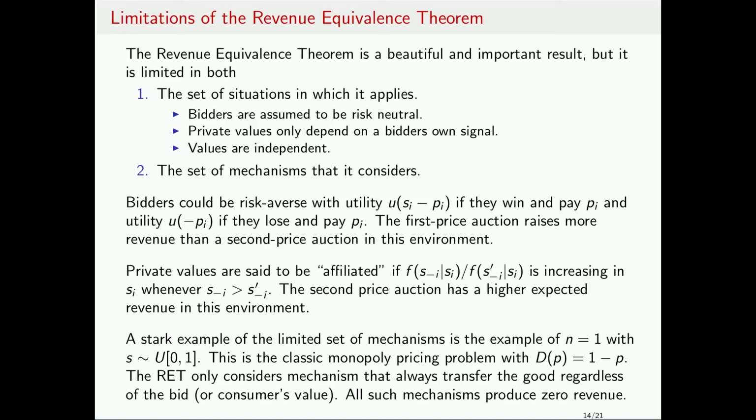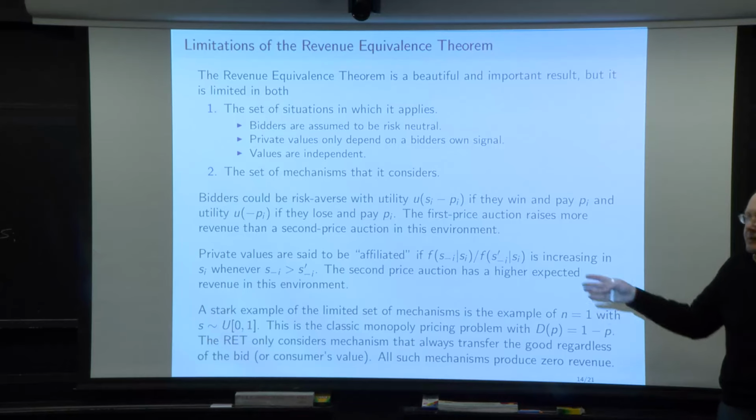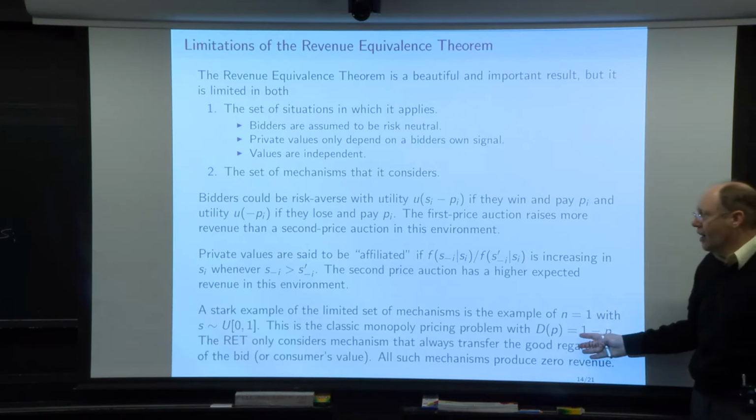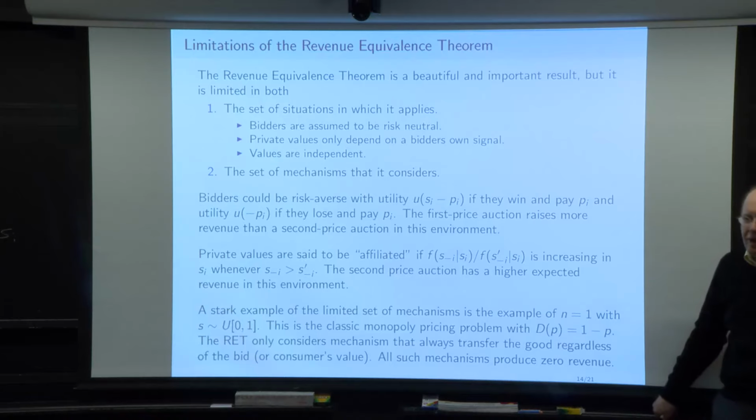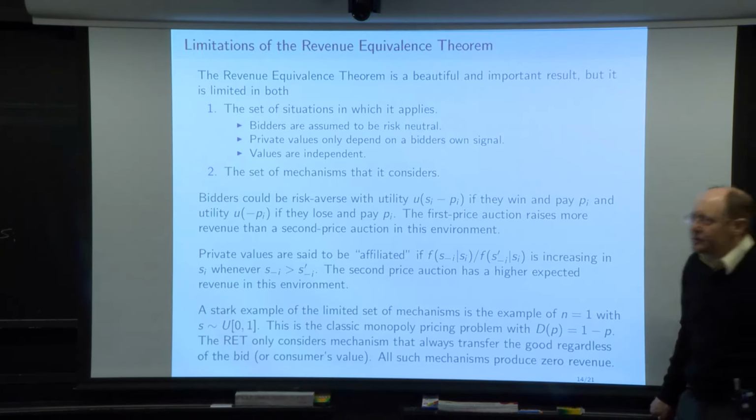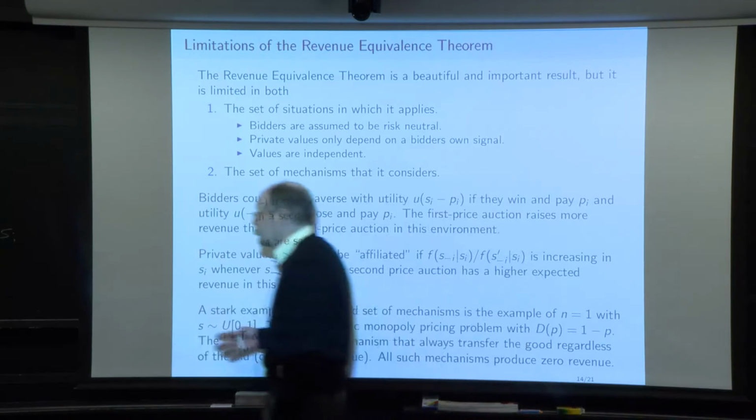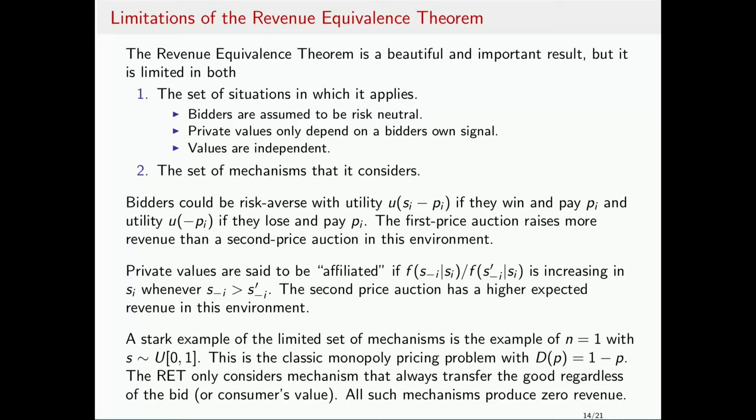I started this class with the point that the thing to do in this model is to set a price of a half rather than a price of 0, because that maximizes probability of selling times value if you do sell. But if you have to sell with probability 1, all you can do is give the object away for free. So revenue equivalence theorem mechanisms always give the object away for free to the S lower bar type.